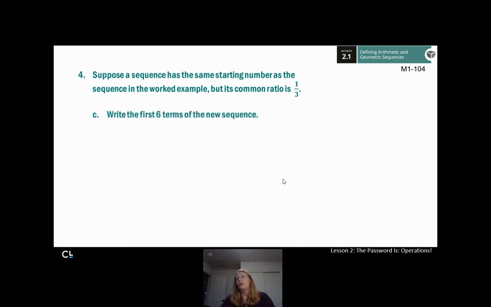Oh my goodness. Oh, and this one, you may have to work for this. Please don't give me decimals. Give me fractions if you don't mind, please. Starting with 1, keep multiplying by 1/3 and give me the first 6 terms of the new sequence. Go ahead and hit pause, work this out, and then hit play when you're ready to check your work.